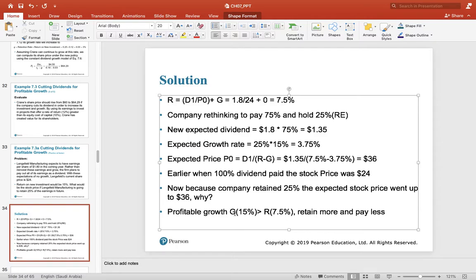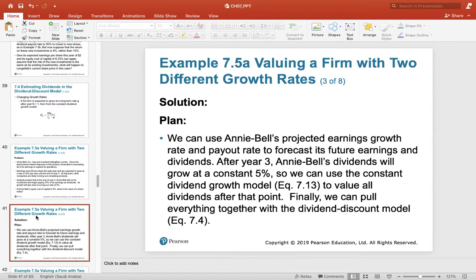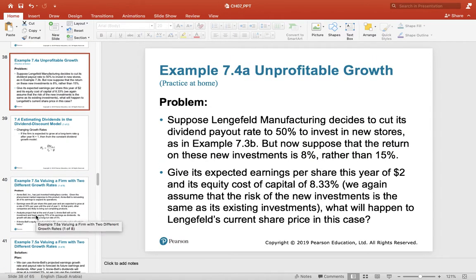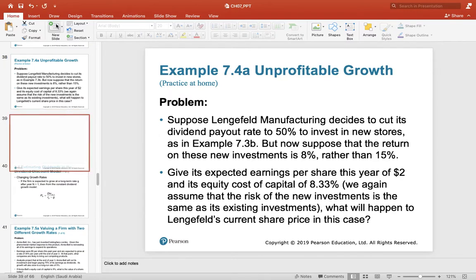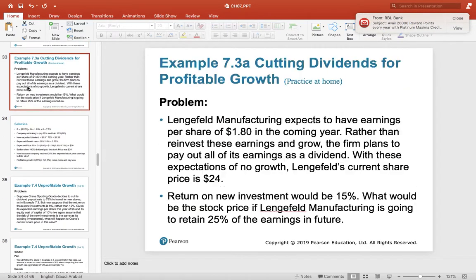But if it is unprofitable growth, how does it happen? Let us go to the next slides to answer this question. This question has been answered here, unprofitable growth. Come to this question now. Suppose Longfield Manufacturing decides to cut its dividend payout to 50% to invest in new stores. And suppose the return on these new investments is 8% rather than 15%. See, there we have taken growth as 15%, cost of capital 7.5%. The growth is twice the cost. But here it is reversed. Now the growth will reduce to 8%. Now the changes are being done here like this. We will copy from there so that only the data we will change here.